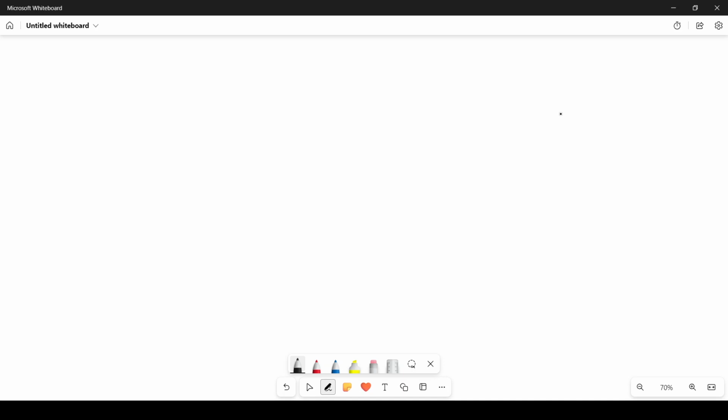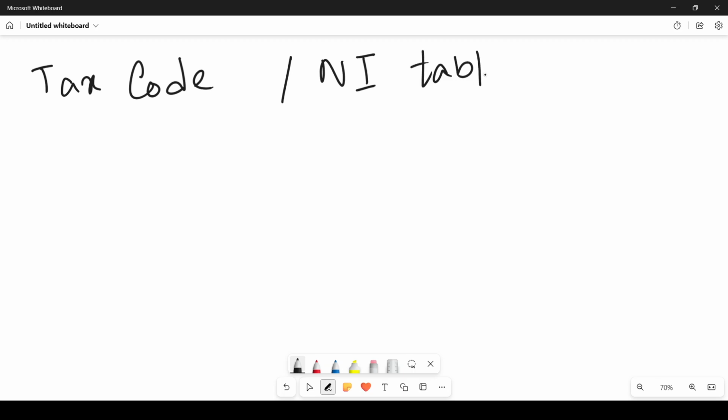So when you receive your payslip, you have two things on your payslip, right? So you have a tax code, and you have a NI category table. Okay, so the tax is basically calculated on your tax code.